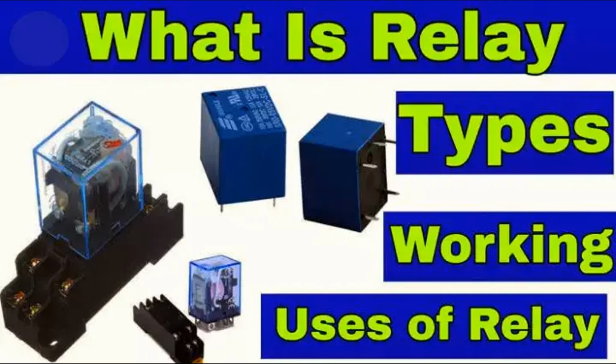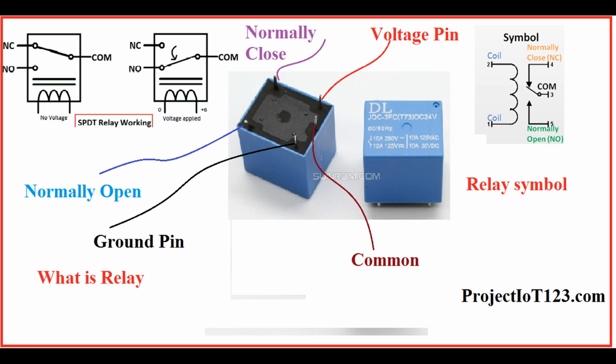Here are some common sources of input signals for relays in various applications. Switches. Manual switches, such as push buttons, toggle switches, or rotary switches, can serve as input devices for relays. When the switch is pressed, turned, or toggled, it sends a signal to the relay coil to activate or deactivate the relay. Sensors. Various types of sensors, including proximity sensors, motion sensors, temperature sensors, light sensors, and pressure sensors, can provide input signals to relays based on detected environmental conditions or events.